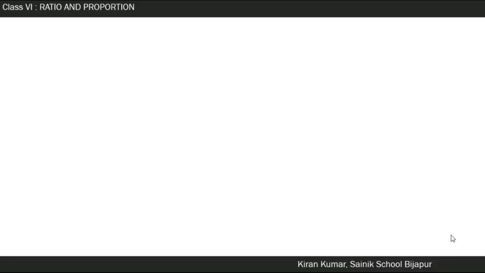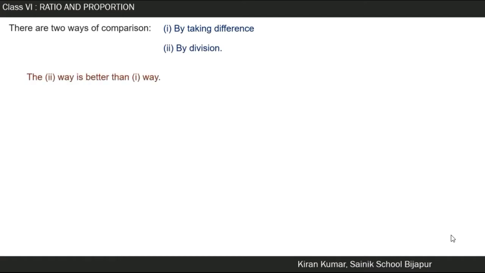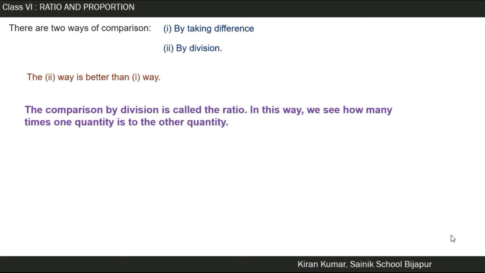There are two ways of comparison, as we have learned. That is by taking their difference, and the second method is by dividing. The second way is better than the first way. The comparison by division is called the ratio. In this way, we see how many times one quantity is to the other quantity.